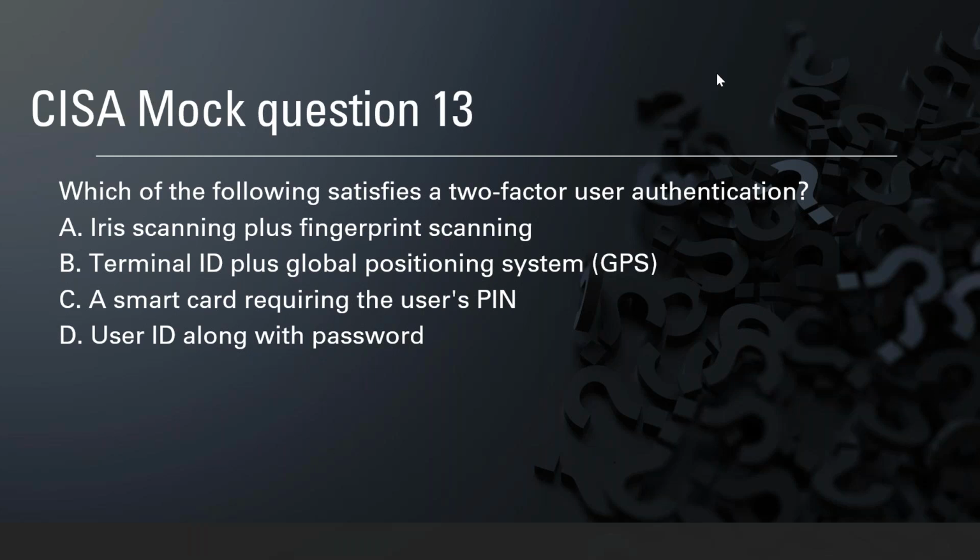Terminal ID and GPS again does not satisfy two-factor. Smart card requiring a PIN: something you have is your smart card, something you know is the user PIN. User ID along with password, if you have both, doesn't satisfy the requirement for two-factor authentication. So it is not D, it is C. Smart card plus a PIN is two-factor authentication. So it has to satisfy any two factors out of the three factors. Three factors are something you know, something you have, and something you are. So it is from domain 5, related to access control.